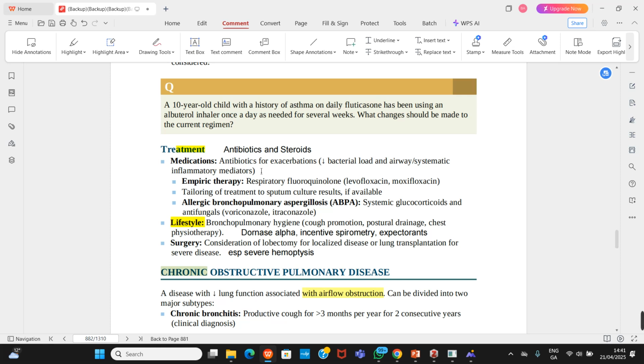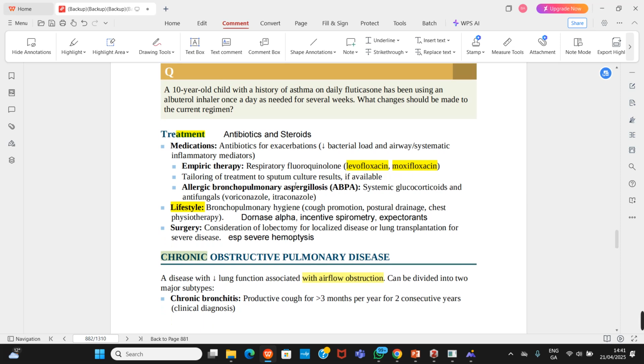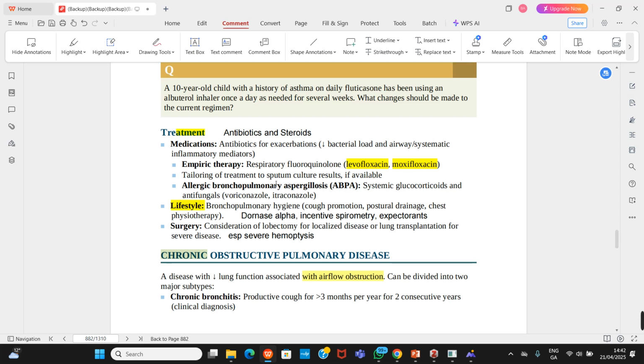We are going to give antibiotics that can cover respiratory tract infections, like levofloxacin. Sorry, the fluoroquinolones like levofloxacin and moxifloxacin. So then you also do the culture to see the specific organism that was identified. Then you tailor your antibiotic to that culture result.